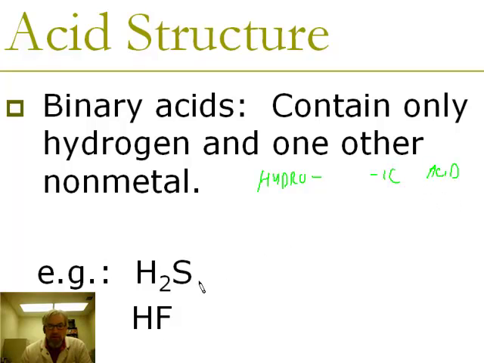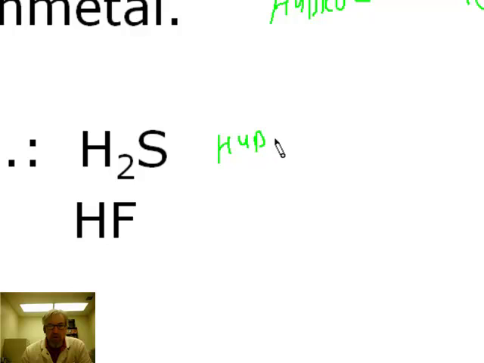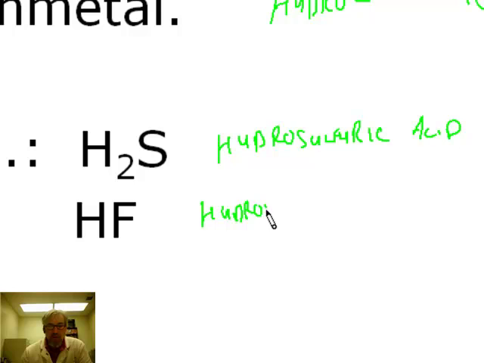So here's an example of a binary acid. It has only hydrogen and sulfur in it, H2S. We would start with the word part hydro, and we'd put sulfur in the middle, and we'd end with ic: hydrosulfuric acid. There's another binary acid, HF. Hydro is how we'd start its name. We'd put fluor in it, from fluorine, and then we'd end with ic: hydrofluoric acid.